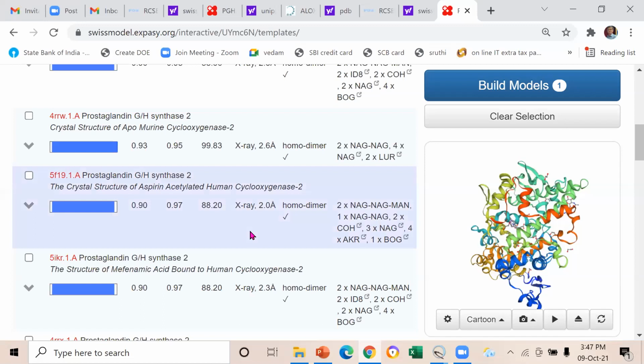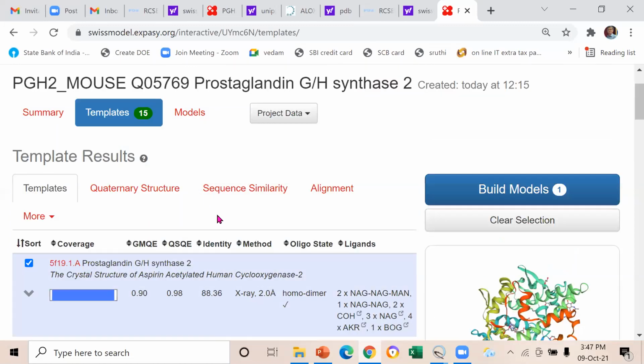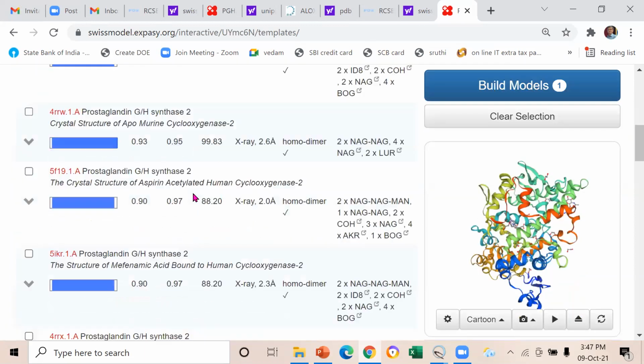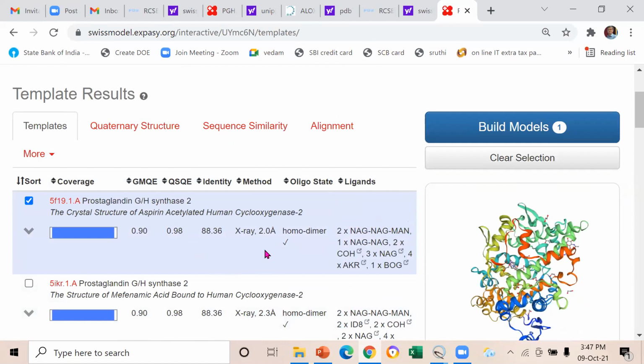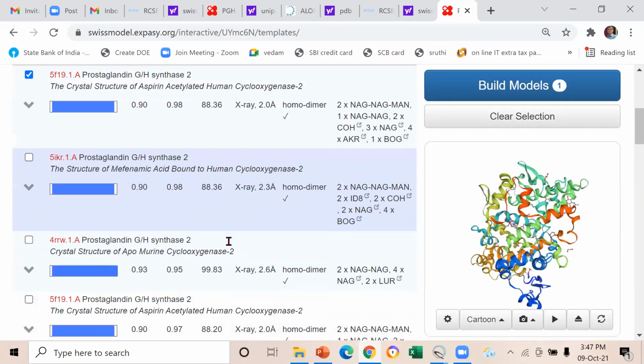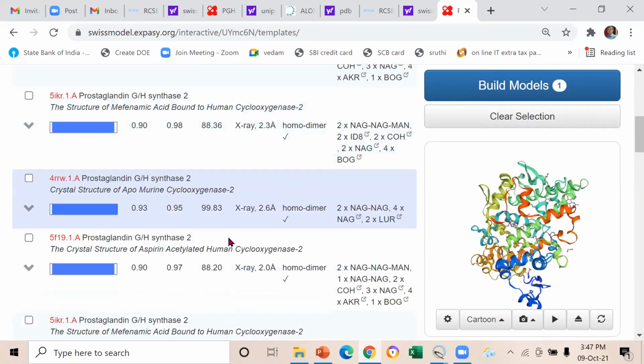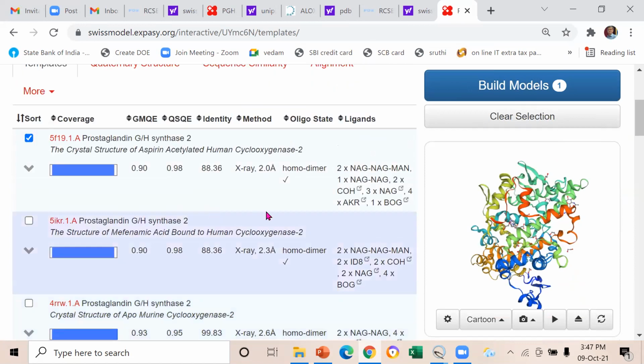Okay, I think it's done. Whatever I gave, it came up with a large number of results. It gives you a sequence identity here, see 88.36. Just look at this column, 99.3. And then it gives you the crystal structure. What is this? Crystal structure of aspirin bound to cyclooxygenase 2 enzyme.